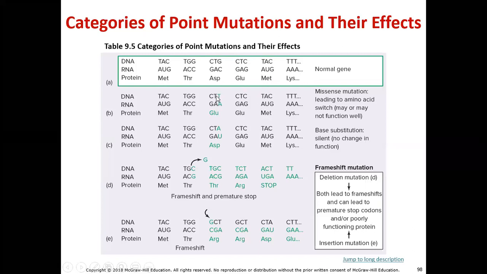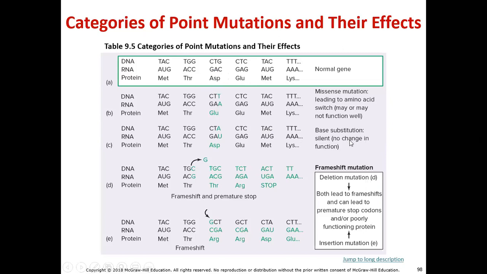So taking this one here, a missense mutation leading to a different amino acid. So a change in the DNA from G to T results in a codon that goes from GAC to GAA. And you can see in this instance, we get a different amino acid. And that's what we call a missense mutation. It's the wrong amino acid.